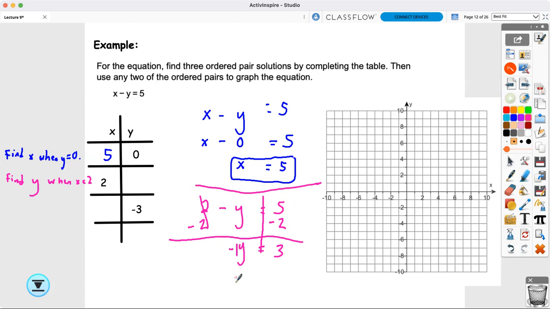What number is invisible in front of the Y that we have to move? Negative 1. So we're going to divide both sides by negative 1, thus giving us Y equals negative 3. Box your answer, and that goes in right here.